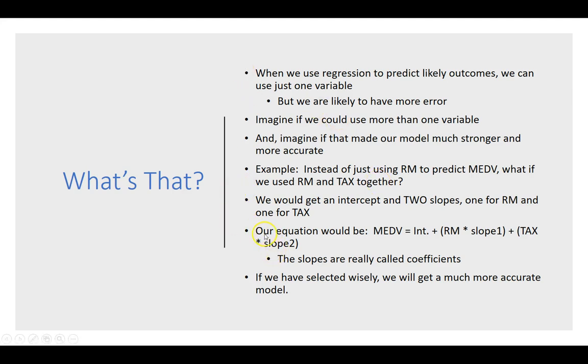So our equation, when we had 2 variables, would look something like this. Median value would be equal to the intercept plus RM times the first slope plus tax times the second slope. Now, from here on out, we're not going to call those slopes anymore. We're going to call them coefficients, because that's the actual title that statisticians use when dealing with multiple linear regression. So just note that we'll call them coefficients from here on out. But anyway, if we have selected wisely, we're going to get a much more accurate model.